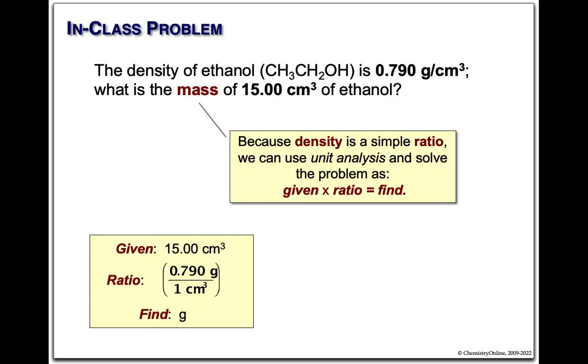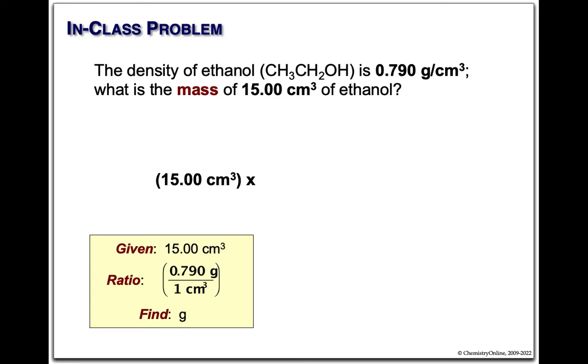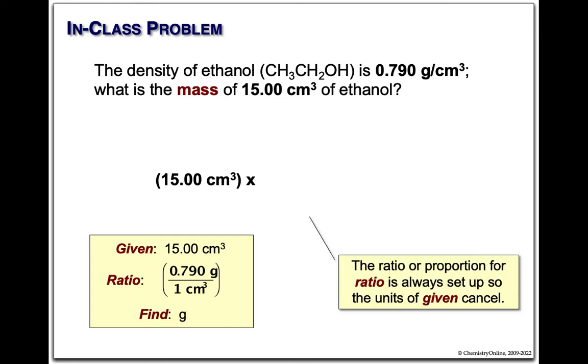Remember, we start off with our given. Our ratio must be set up so the units of given, cubic centimeters, are in the denominator. They are. Cubic centimeters will cancel. 0.79 times 15, 11.8 grams.